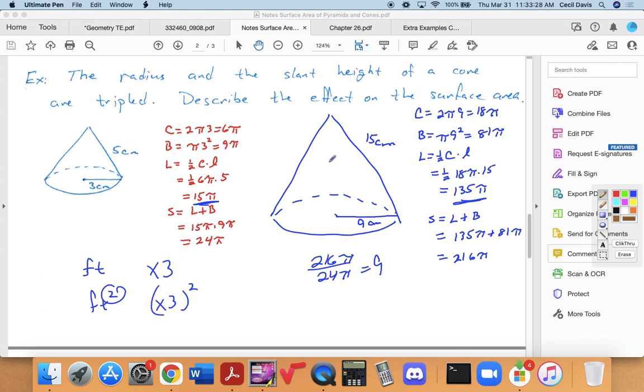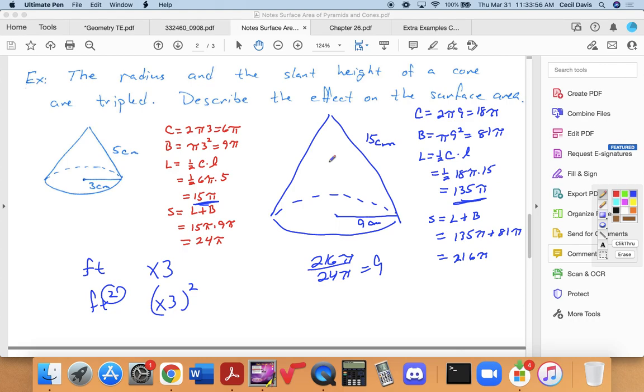Square 3, and you get 9. That makes sense. So if you were making it bigger times 4, you would multiply everything by 16. Exactly. So you do 24 pi times 16, 15 pi times 16. Correct.